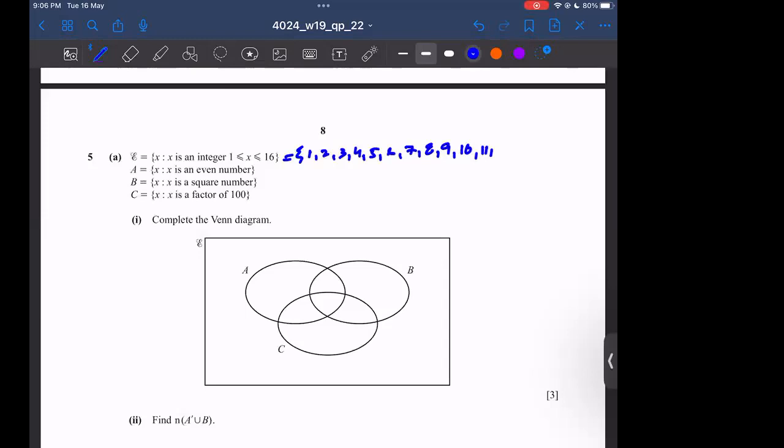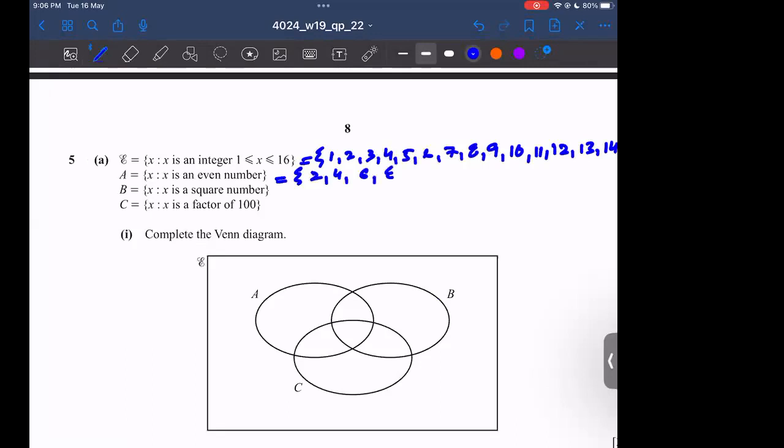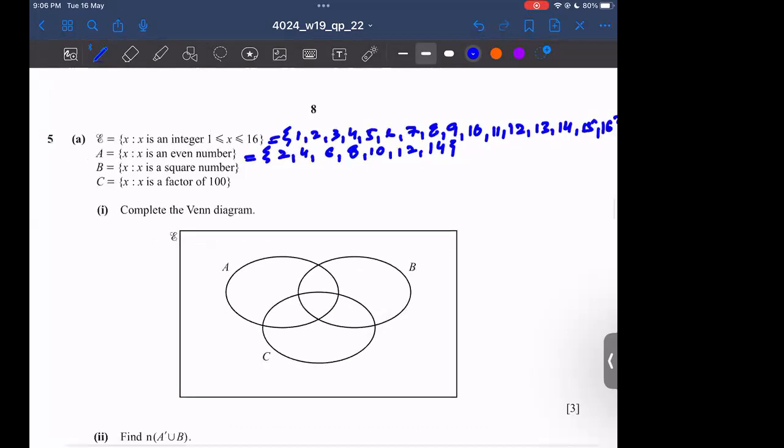Even numbers: 2, 4, 6. Now 16 is also in even numbers, but we are going to take the even numbers from the universal set. Now what are the square numbers? 1 is a square number, 4 is a square number, 2 is not a square number, 4 is a square number, the result of 2 square. Then we have 9, then we have 16.